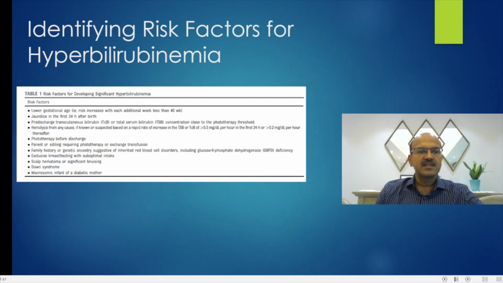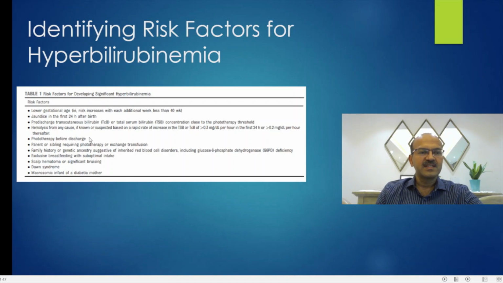The pre-discharge transcutaneous bilirubin or total serum bilirubin approaching the phototherapy threshold is a risk factor. Hemolysis from any cause, if known or suspected, based on a rapid rise of bilirubin. So the rapid rise is defined as more than 0.3 milligram per deciliter per hour in the first 24 hours, or more than 0.2 milligram per deciliter per hour thereafter. So this part has changed from before.